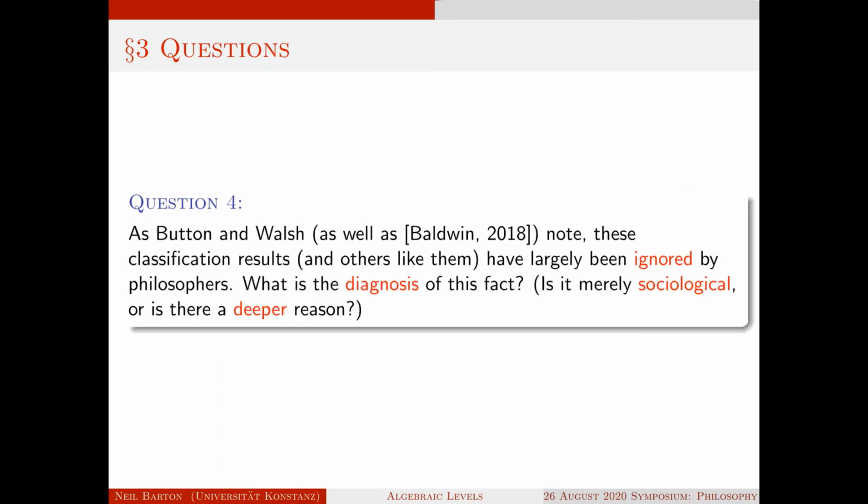A final question that's maybe slightly tangential, but nonetheless I would love an answer to, is that, as Barton and Walsh note, these classification results that I've mentioned and more besides, we can talk about Morley categoricity and things like that, have largely been ignored by philosophers. And I'd be really interested to hear if people have an opinion on why this has been. Is it a merely sociological fact, or is there a very deep reason as to why these are not philosophically relevant, or are they philosophically relevant?